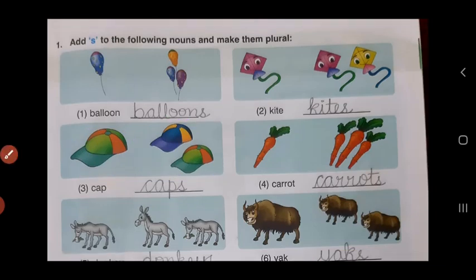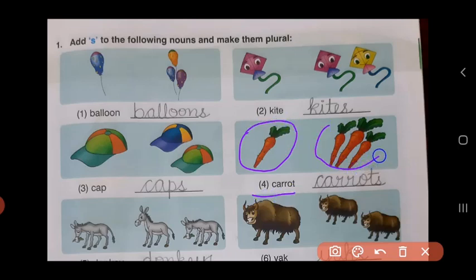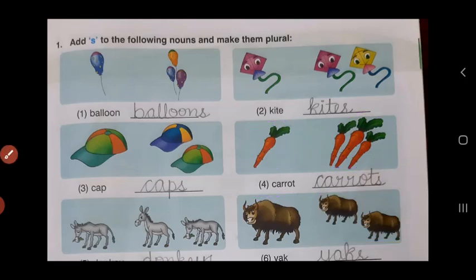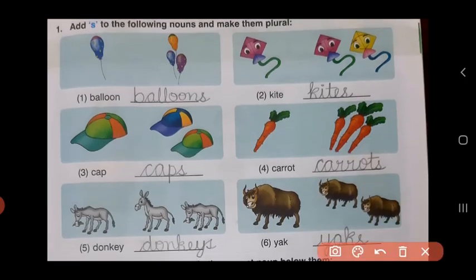The fourth picture is a carrot. Next to it, we have three carrots. So it is the plural form, and that's why we add S to the word carrot and it becomes carrots. Then the fifth picture, we have donkey. Next to it, we have two donkeys. So this is the plural form. So donkey with an S will become donkeys.